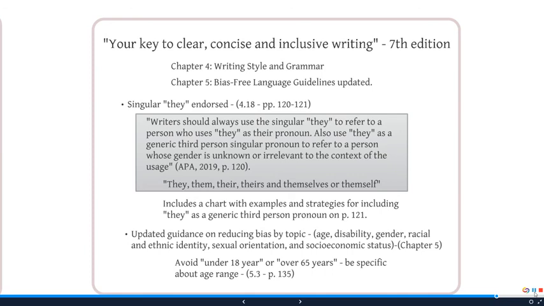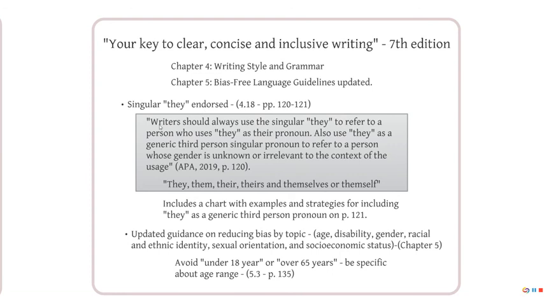And so with the 7th edition is the recommendation of the use of the singular they. And so I'm going to go ahead and read this out because I think they articulate it so nicely. Writers should always use the singular they to refer to a person who uses they as their pronoun. Also use they as the generic third person singular pronoun to refer to a person whose gender is unknown or irrelevant to the context of the usage. It is acceptable to use they, them, their, theirs, themselves, or themself.